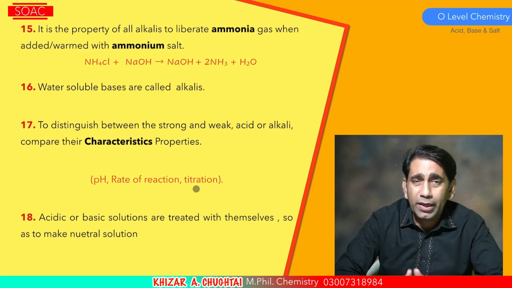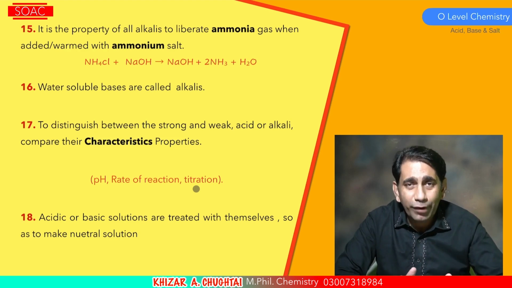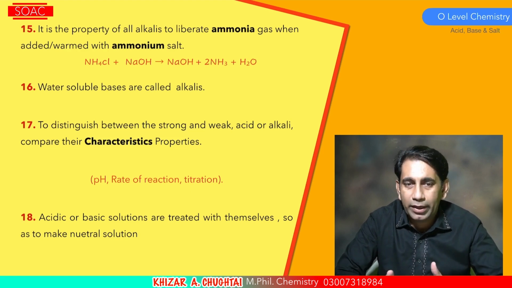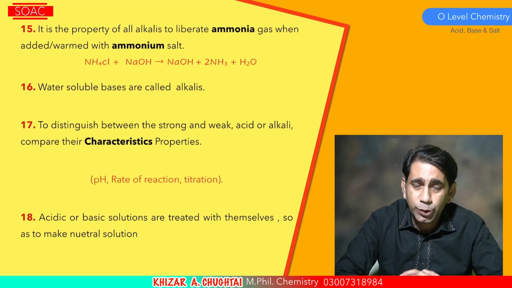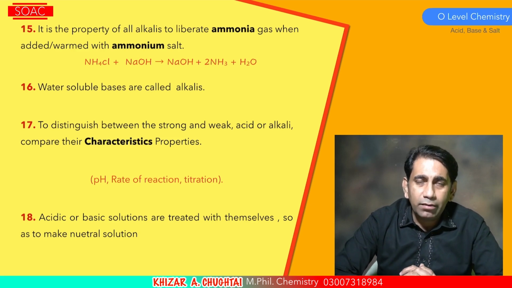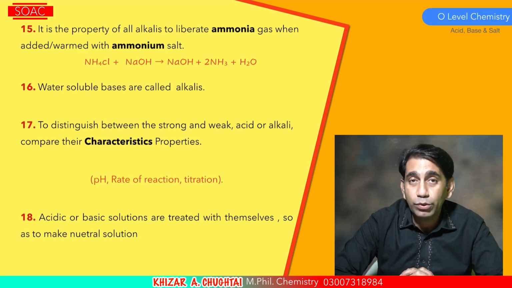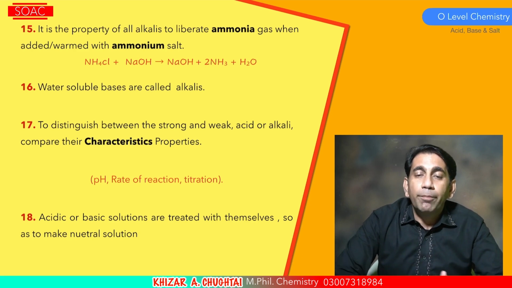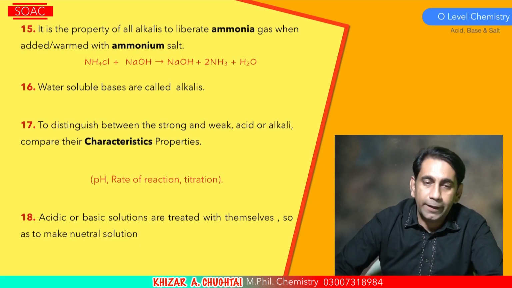In case of strong alkali, pH should be higher, 10, 11, 12, 14. In case of weak alkali, the pH should be 8, 9 or 10. Rate of reaction of the strong alkalis will be higher. Rate of reaction of the weak alkalis will be lower. Titration is again a good tool to check the exact concentration of OH negative ion that is produced by that alkali. So by checking the pH, by checking the rate of reaction, by performing the titration, we can find the strength of acid or alkali.